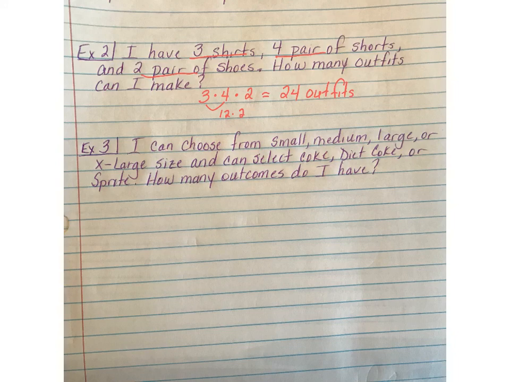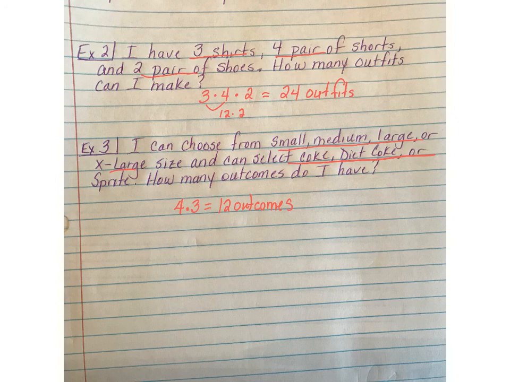Number 3, I can choose from small, medium, large, or extra large, and can select Coke, Diet Coke, or Sprite. How many outcomes do I have? Well, how many events are there? There's the size and there's the drink selection, so that's 2. I have 4 sizes to choose from and 3 drinks, so there are 12 different outcomes. Okay? And think about this too, you guys.